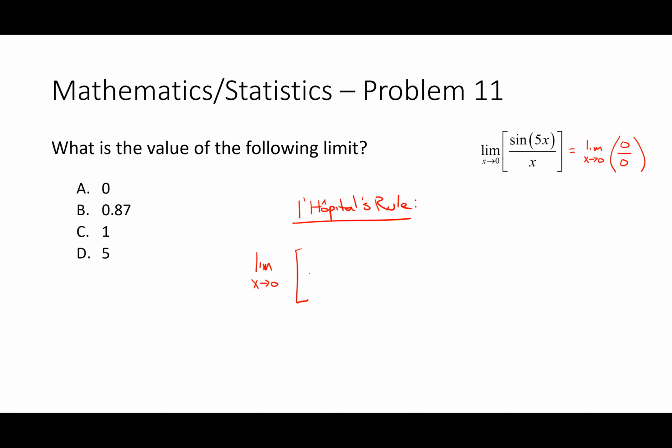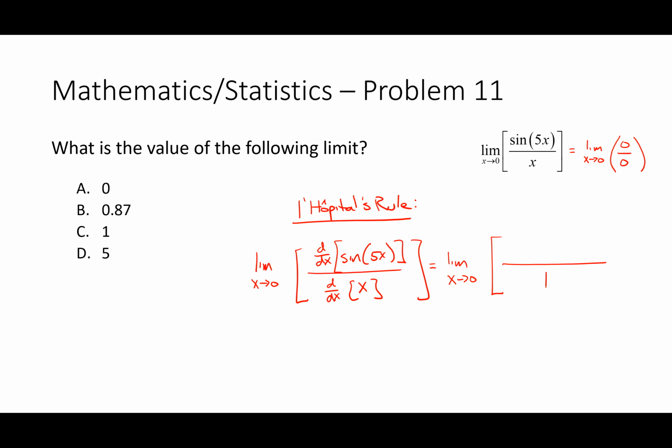L'Hopital's rule states that what I do for that limit is I've got the fraction. Let me write that a little better. And what I do is I take the derivative of the top and take the derivative of the bottom. And this limit will equal that limit. And so let's evaluate that derivative. So what do we got? The bottom's easy. The derivative of x is 1.